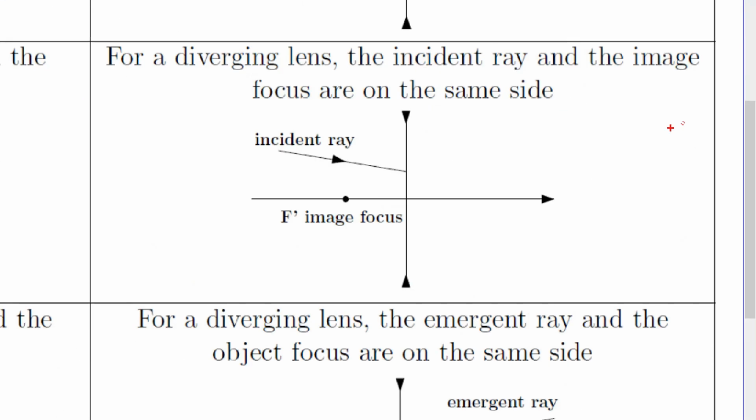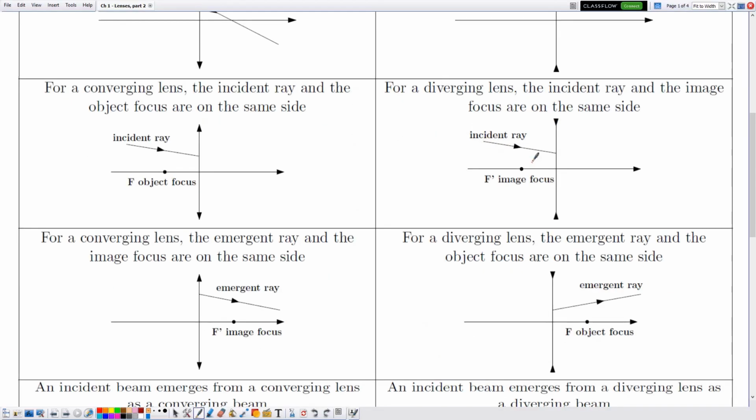Whereas for the diverging lens, when we constructed the optical system, we mentioned that because the direction of propagation is from left to right, and the lens that we are using is a diverging lens, we place the image focus on the left and the object focus on the right. Therefore the incident ray and the image focus in the case of a diverging lens are always on the same side. So I repeat, for a converging lens, the incident ray and the object focus are on the same side, whereas for a diverging lens the incident ray and the image focus are on the same side.